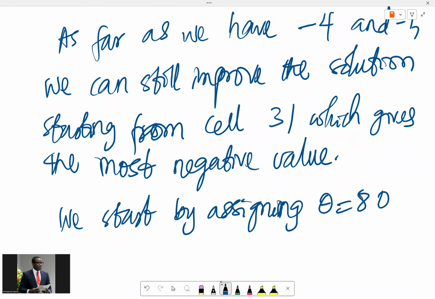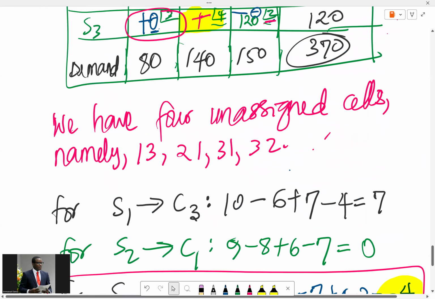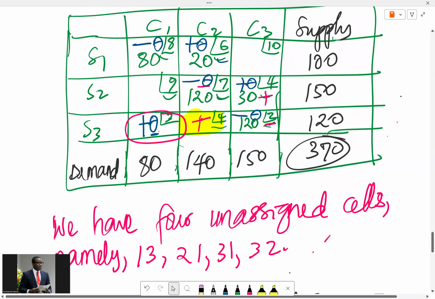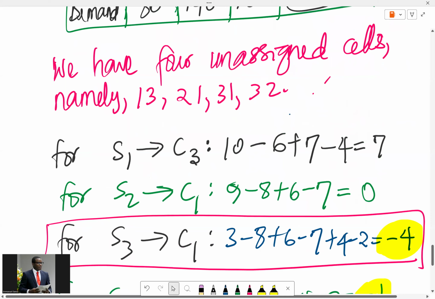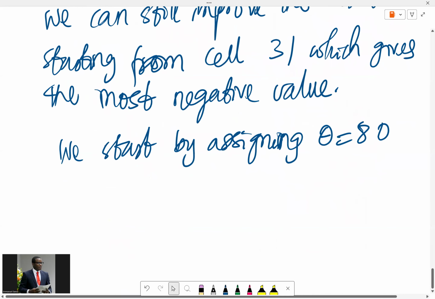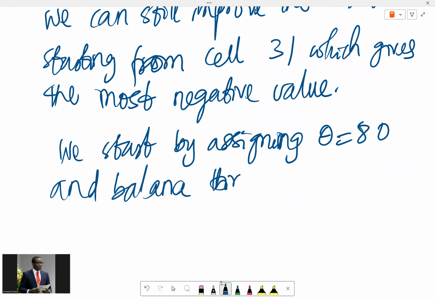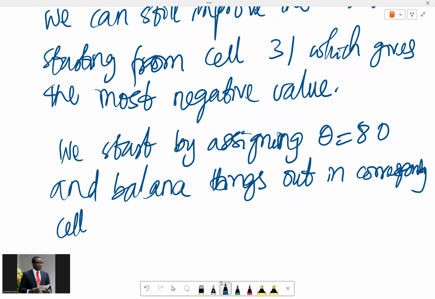theta equals 80, from what we can see, right? So for this cell now, the whole of consumer 1 is willing to take 80, and supplier 3 is willing to supply 120. So we even have excess. So we start by assigning theta equals 80 and balance things out in corresponding cells.